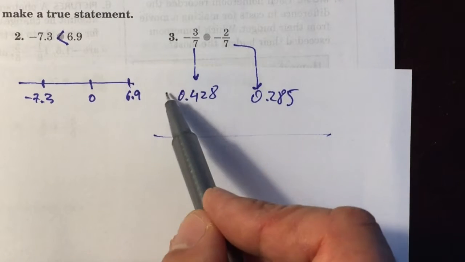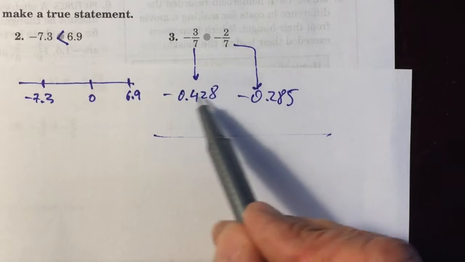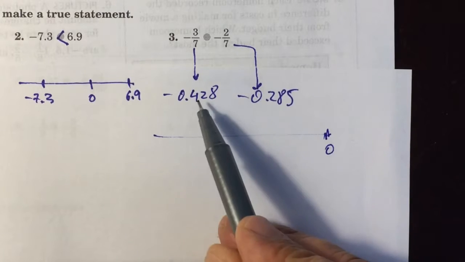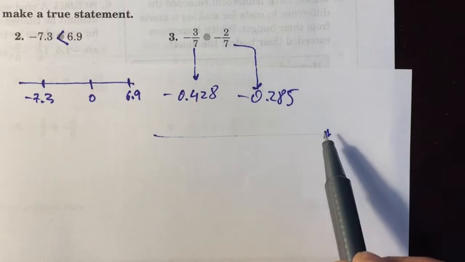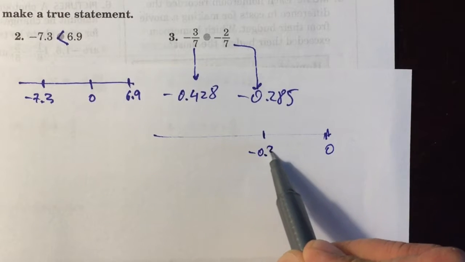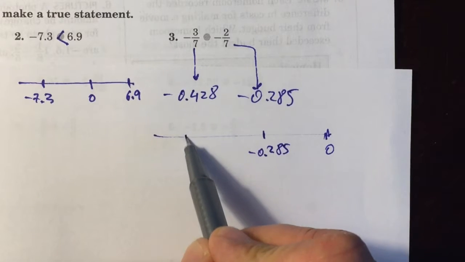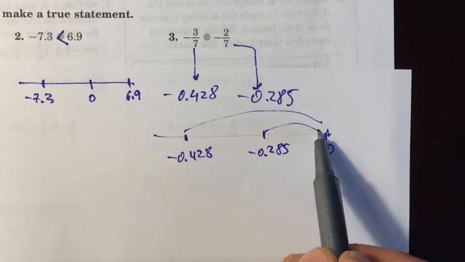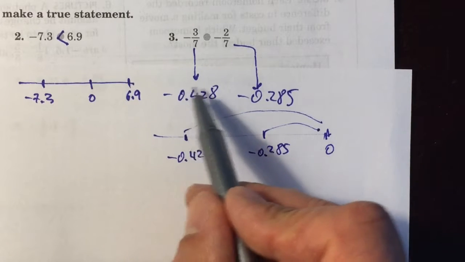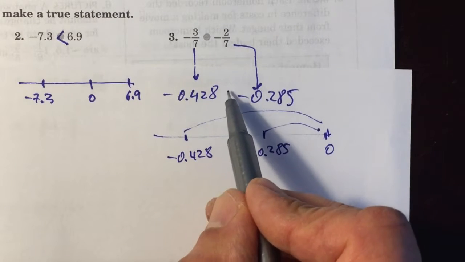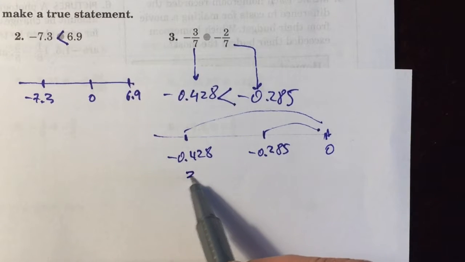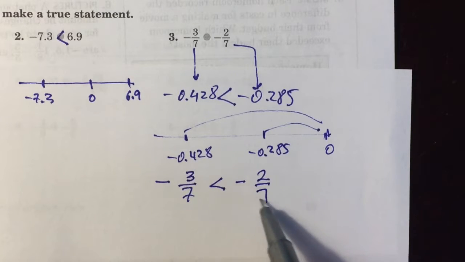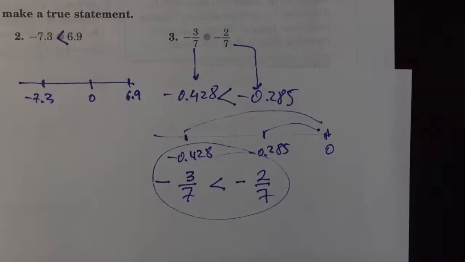Well, obviously if this is negative and this is negative, for 0.428 the distance between this point and 0 is bigger than the distance between this point and 0. So negative 0.285 is going to be here, and negative 0.428 around here. So you see that this distance is bigger than that distance. So this one is going to be smaller than this one. Look at that, smaller. So negative 3/7 is going to be smaller than negative 2/7. And this is my answer for number 3.